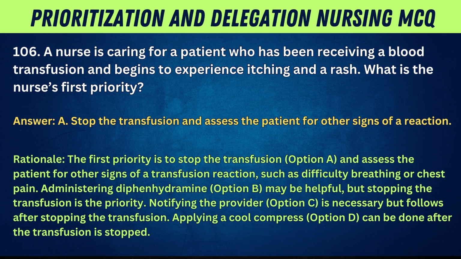Rationale. The first priority is to stop the transfusion, option A, and assess the patient for other signs of a transfusion reaction, such as difficulty breathing or chest pain. Administering diphenhydramine, option B, may be helpful, but stopping the transfusion is the priority. Notifying the provider, option C, is necessary but follows after stopping the transfusion. Applying a cool compress, option D, can be done after the transfusion is stopped.